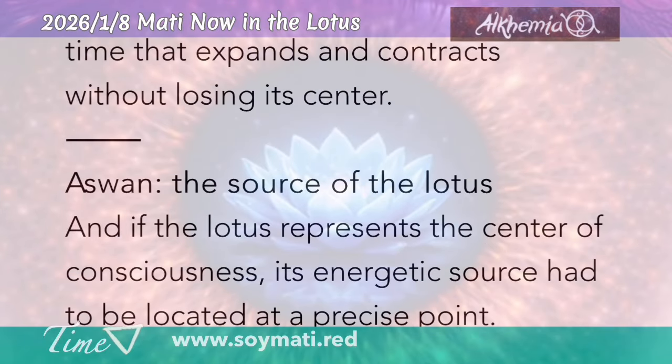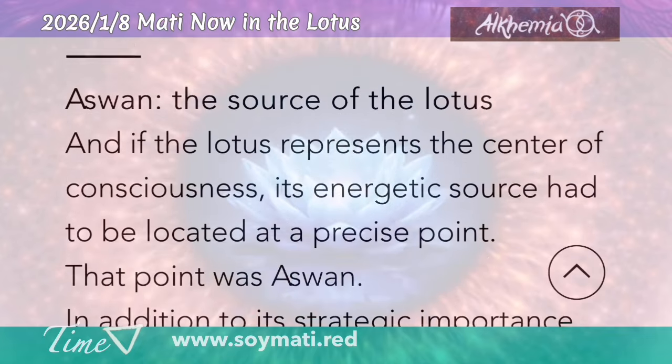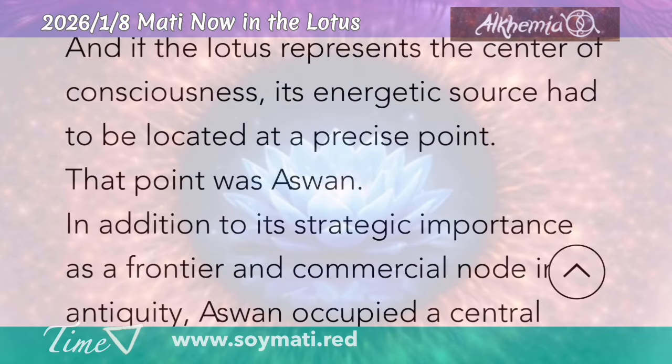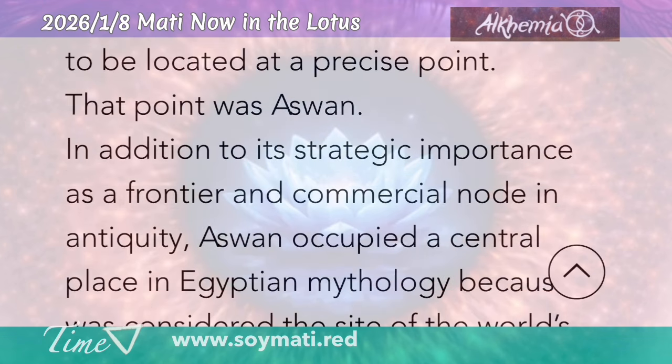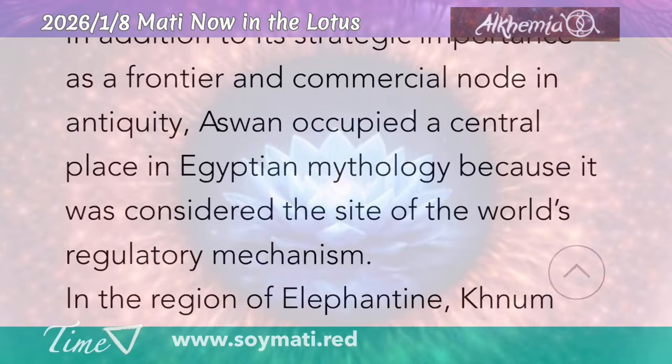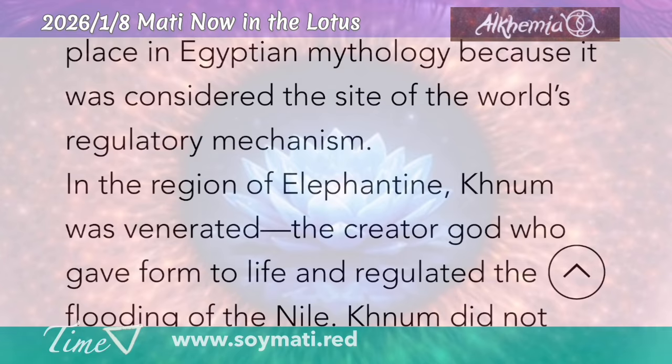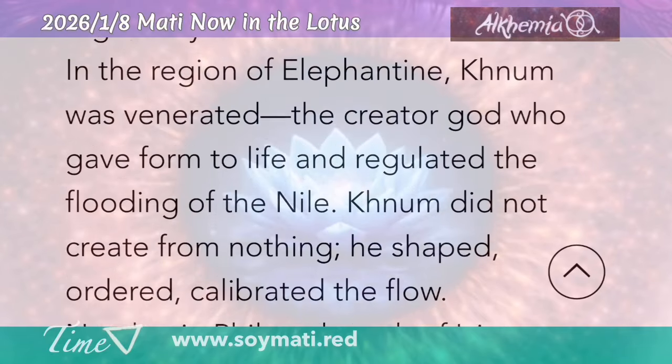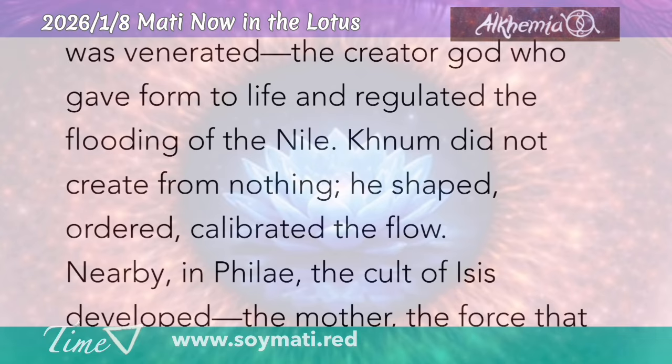Aswan, the source of the lotus. And if the lotus represents the center of consciousness, its energetic source had to be located at a precise point. That point was Aswan. In addition to its strategic importance as a frontier and commercial node in antiquity, Aswan occupied a central place in Egyptian mythology because it was considered the site of the world's regulatory mechanism. In the region of Elephantine, Khnum was venerated, the creator god, who gave form to life and regulated the flooding of the Nile. Khnum did not create from nothing. He shaped, ordered, calibrated the flow.